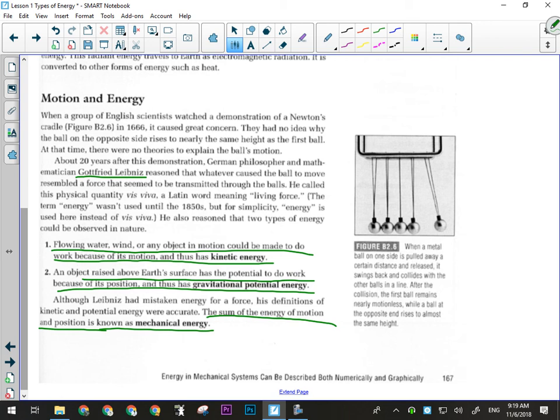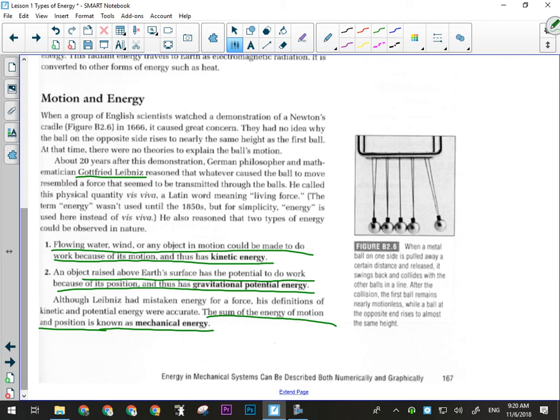He also reasoned there were two types that could be observed in nature. Flowing water, wind, or any object in motion could be made to do work because of its motion. If something's moving and it crashes into something else, it'll do work. So that's kinetic energy. An object above the Earth's surface has the potential to fall. If we let it go, it'll pick up speed and it can do work. So that would be gravitational potential energy.